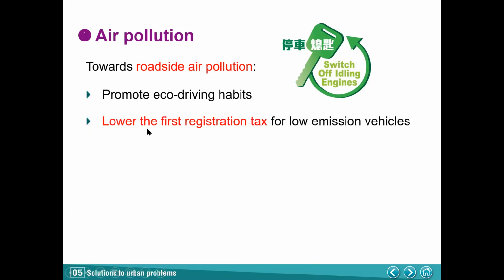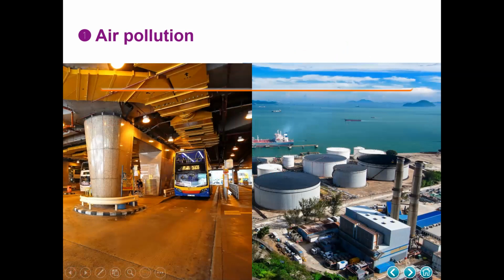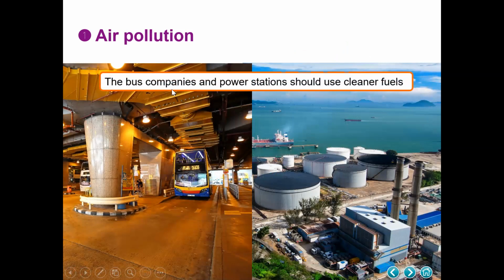And the government has lowered the first registration tax for low emission vehicles, so as to promote the use of cleaner fuels. And the government has subsidized drivers to install filters to trap air pollutants. And this rule applies to old vehicles. The bus companies and power stations should use cleaner fuels. For example, power stations use natural gas instead of coal to generate electricity.